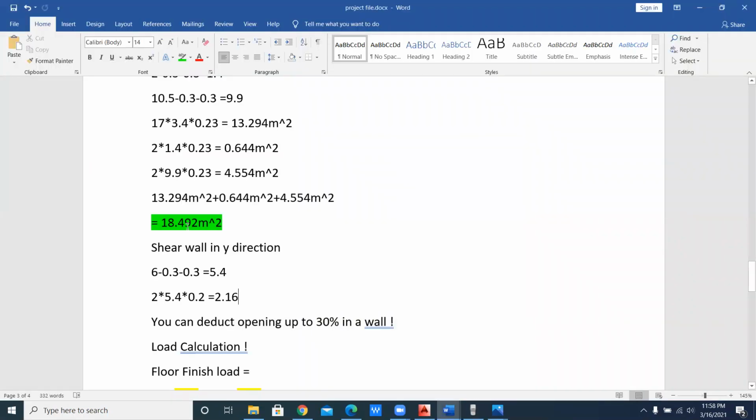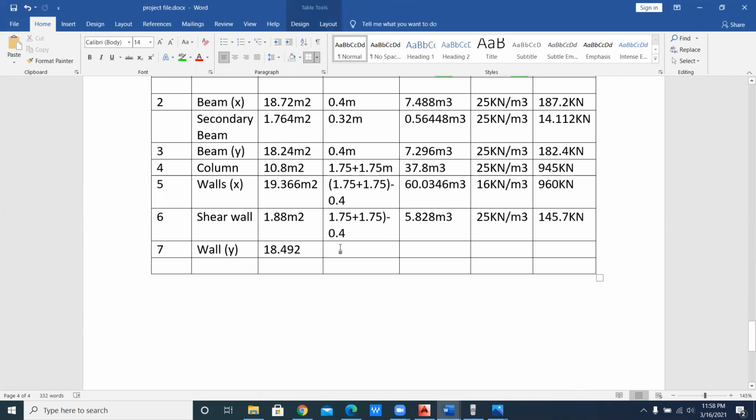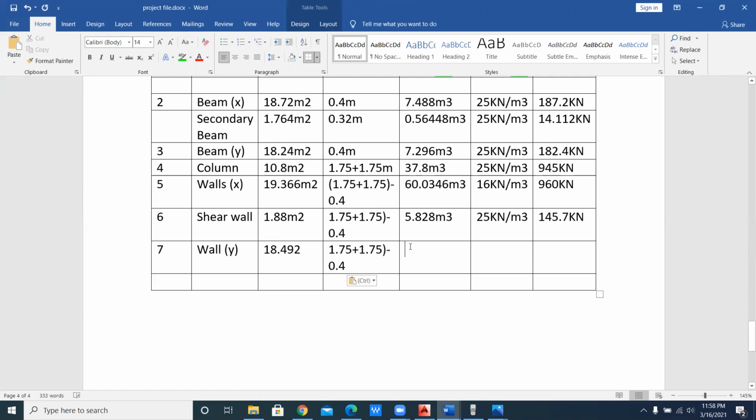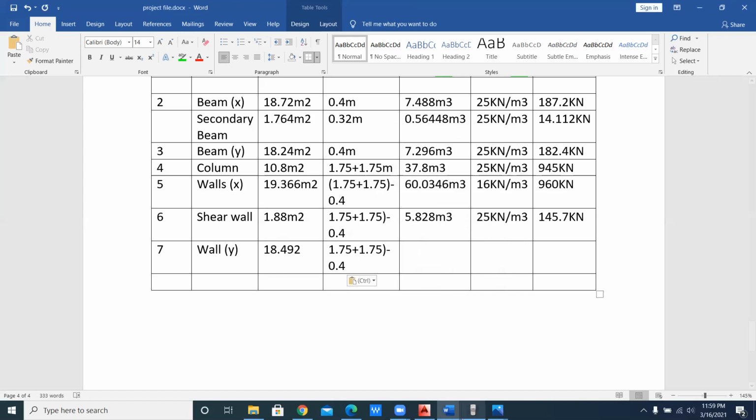For the shear wall, for the beams, you have to deduct half of the column. Now 18.492, that is again wall. For the wall in y direction you have to apply the same technique, control C, control V. Here 18.492 multiplied by 3.1, how much is that? 57.3252 meter cube.